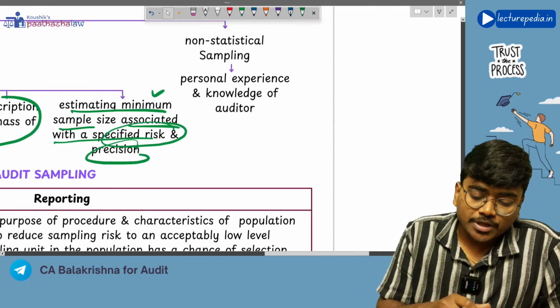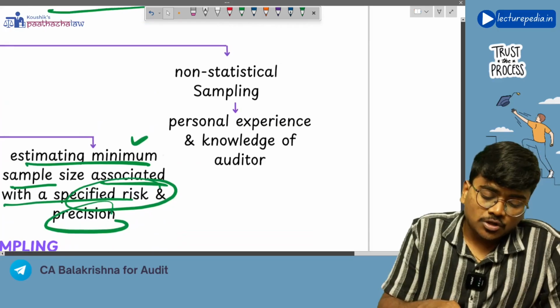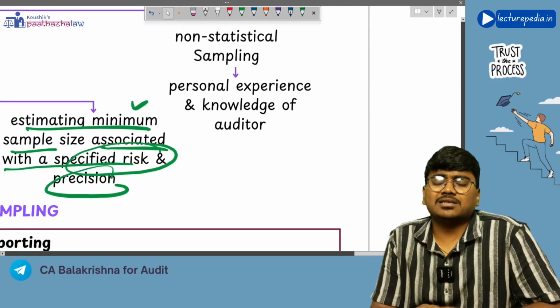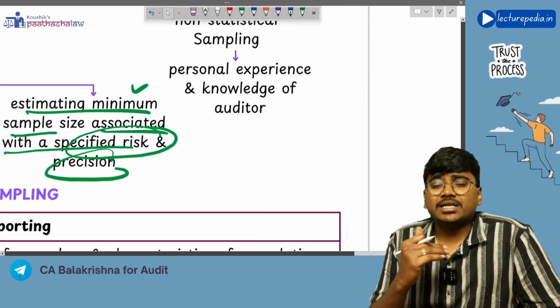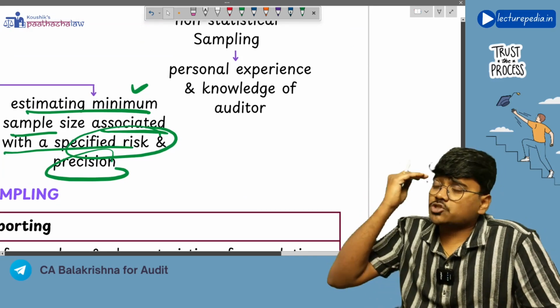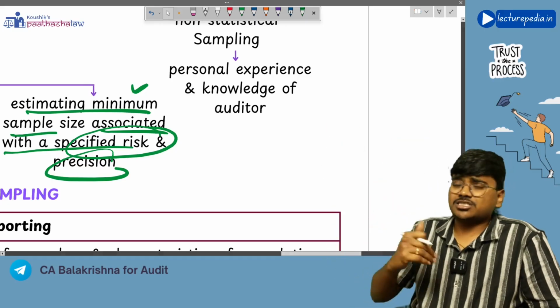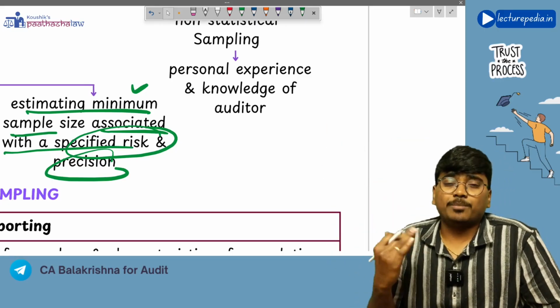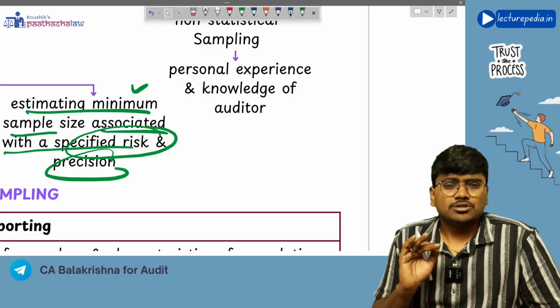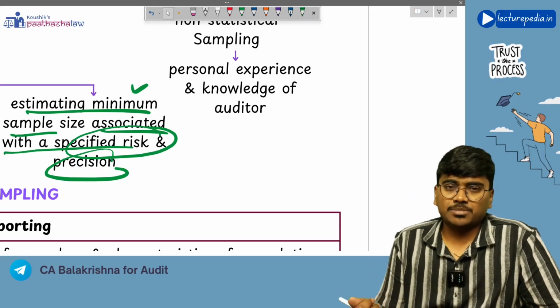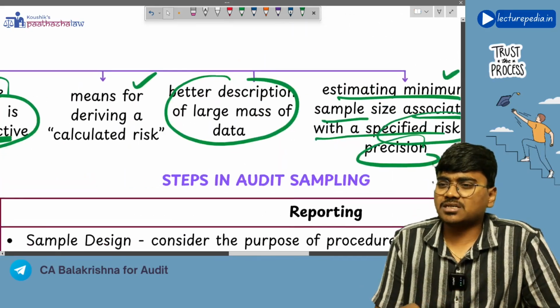Next, coming to non-statistical sampling. Basically, in case of non-statistical sampling, what happens? Personal bias is involved, right? You will take non-statistical sampling based on the judgment of the auditor, the previous experience of the auditor. In such a situation, the possibility of biasedness will be more, right? So generally, non-statistical sampling is not preferred that much when compared to statistical sampling.